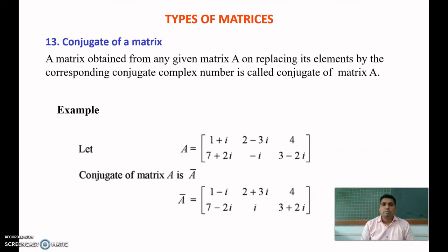Next, conjugate of a matrix. What is meant by a conjugate matrix? Suppose you have any given matrix and you have to find its complex conjugate. That complex conjugate matrix is the conjugate of the matrix. You can see in this example, this is matrix A. There are some complex numbers here. This is the first element, which is 1 plus i, and here we write 1 minus i, which is its complex conjugate.